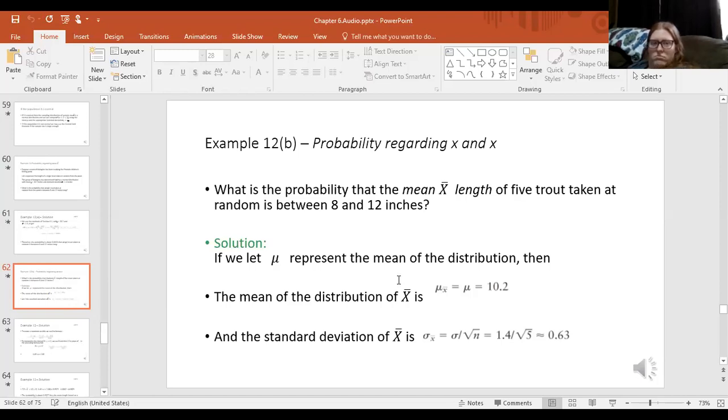The upper value? 12. The mean? 10.2. The mean remains the same. Now the standard deviation will change to what we just computed, 0.63. So the probability that the average size of 5 trout is between 8 and 12 is 0.9976.